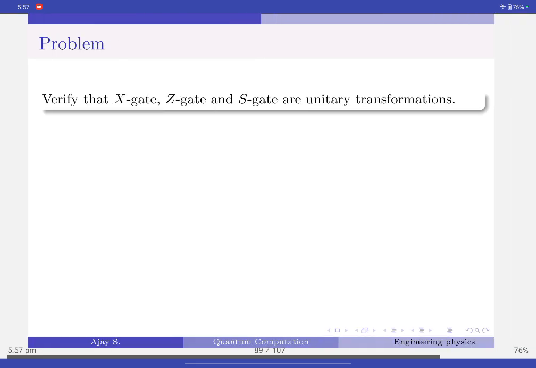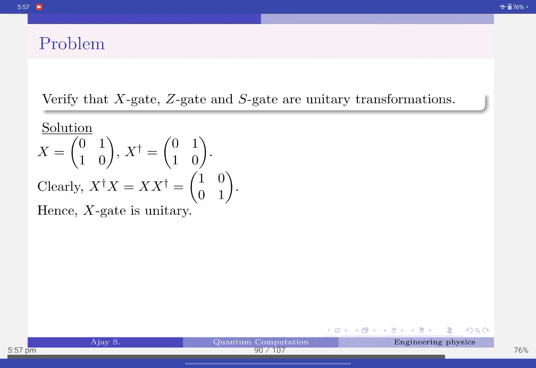Now verify that the X gate, Z gate and phase gate, S gate, are unitary transformations. Now X, the matrix representation is 0, 1, 1, 0. Its transpose conjugate is going to be the same because you have interchanged its rows and columns and replaced its elements by their corresponding complex conjugates. You have the same thing. And clearly under matrix multiplication, X dagger X is equal to X X dagger, you get the identity matrix. Hence the X gate is unitary.